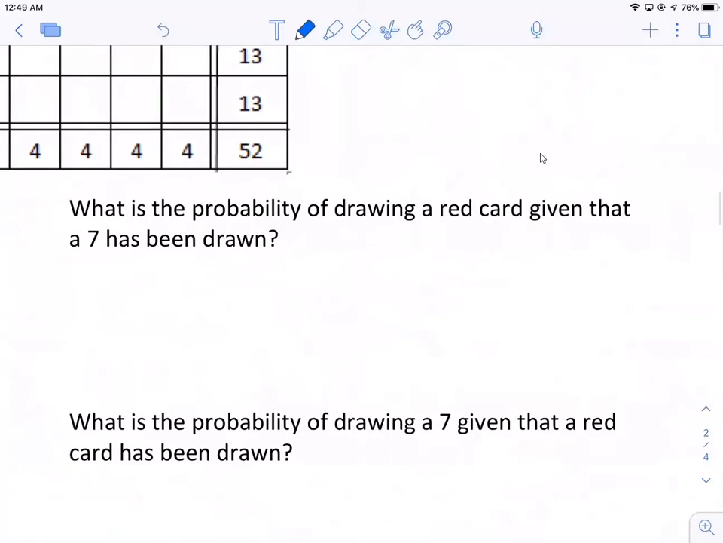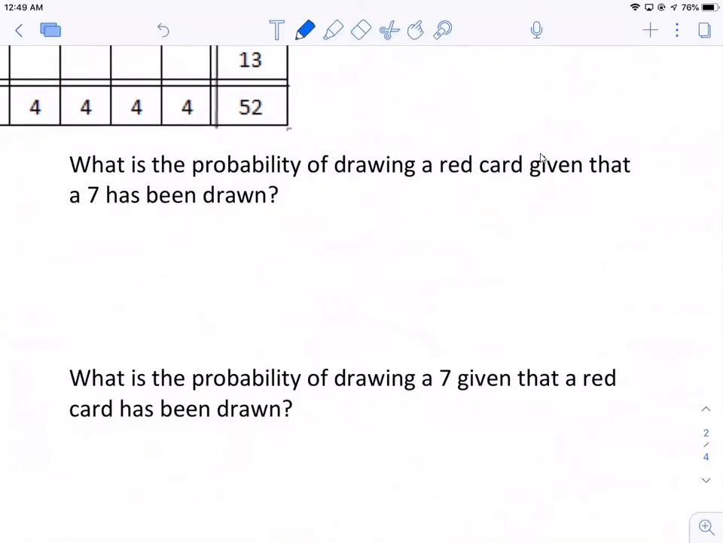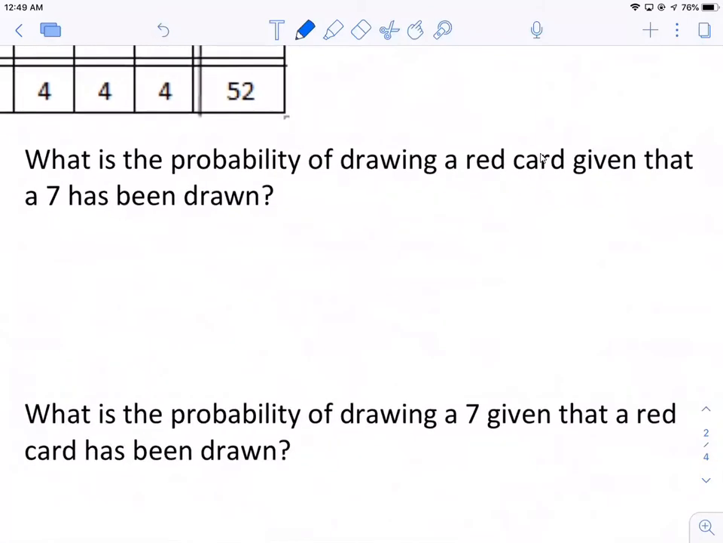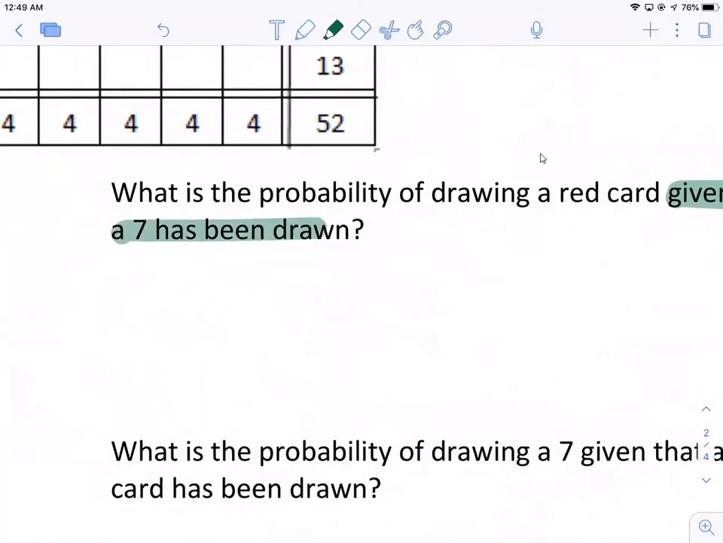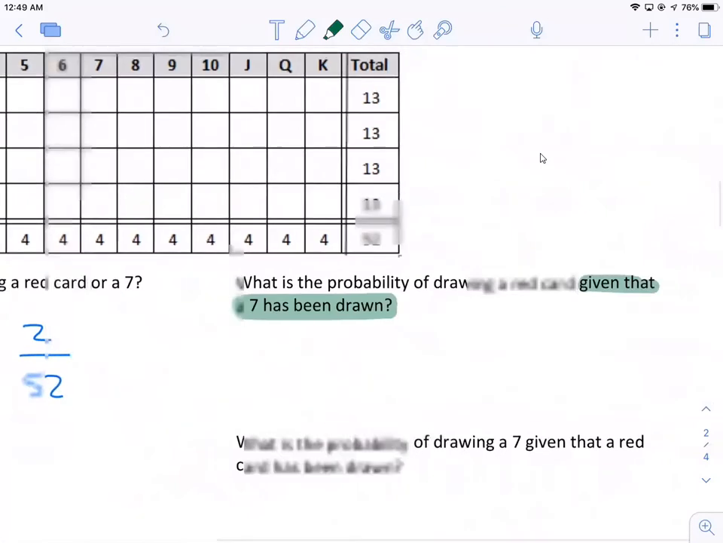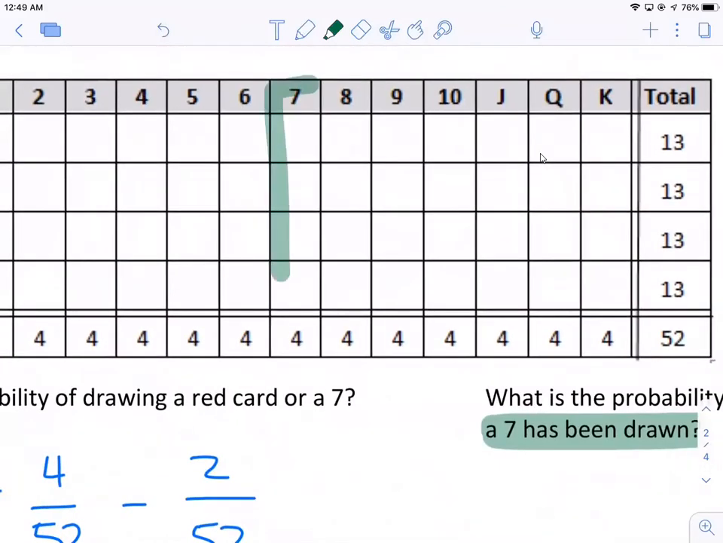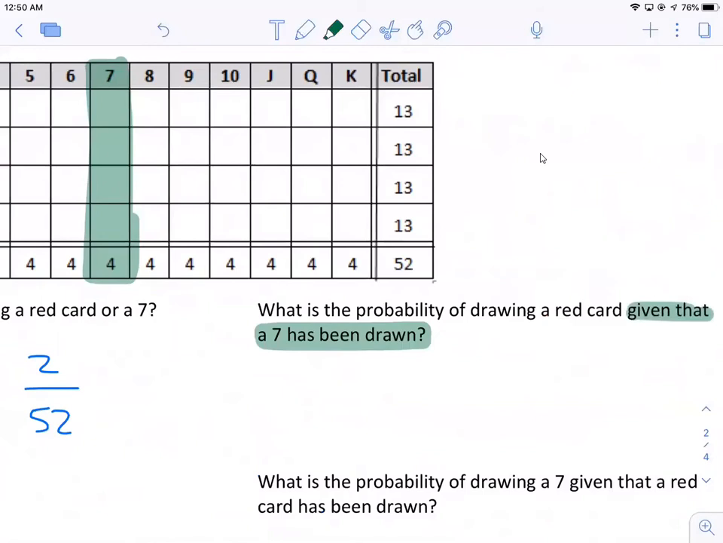Let's take a look at some conditional probability problems over here. What's the probability of drawing a red card given that a 7 has been drawn? Anytime you see the word given, that's conditional probability. So we're not looking at the set of all cards anymore. A 7 has already been drawn. Which cards are we looking at? We're looking at these cards. A 7 has been drawn. That is a given, so that's our condition. Under the condition that we already got a 7, what's the chance now of drawing a red card?